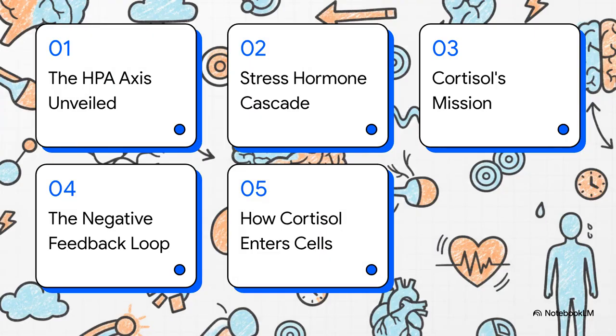So we'll kick things off by identifying the key structures. Then we'll follow the hormonal cascade from the brain right into the bloodstream. After that, we'll get into what cortisol actually does in the body, and we'll finish up with the really elegant feedback loop that keeps it all in check, right down to the cellular level.